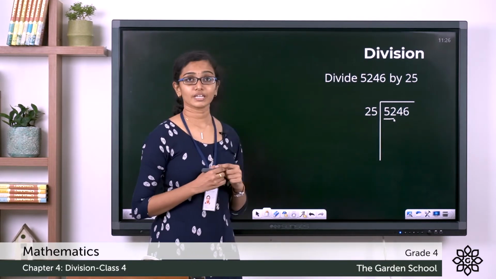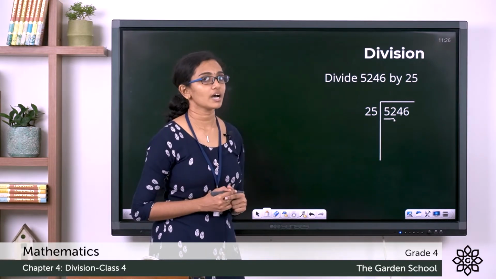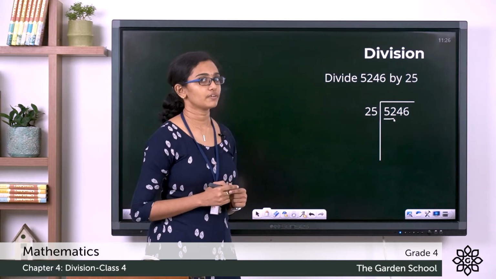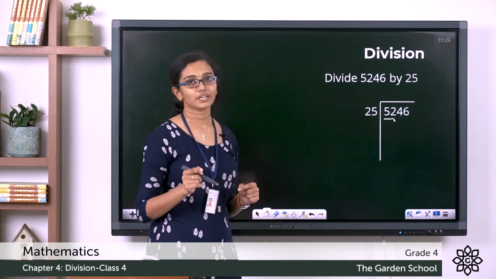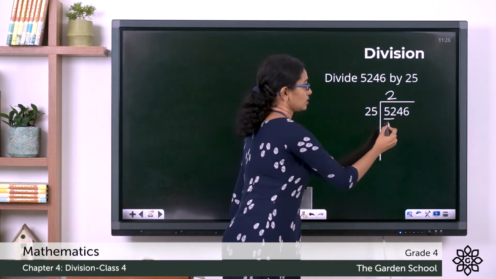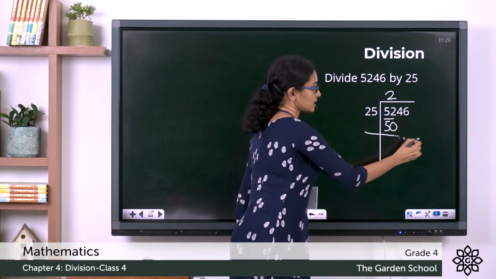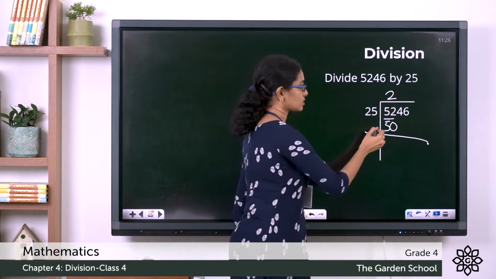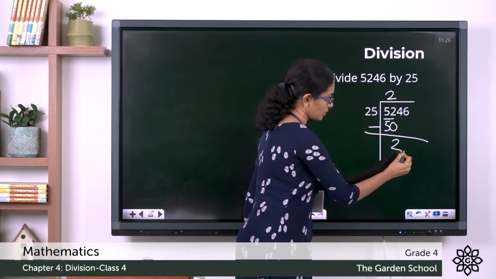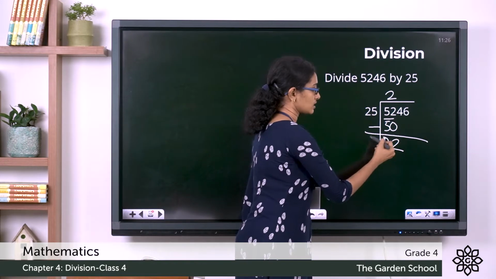So 25 ones are 25. 25 twos are 50. 25 threes are 75. So let's take 25 twos. 25 into 2 gives you 50 here. So subtracting these two numbers will give you 2 minus 0, 2 here. 5 minus 5 is 0.